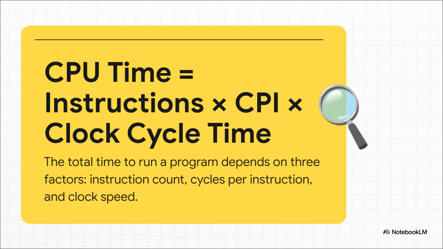You can reduce the number of instructions the compiler spits out. You can design the hardware to be more efficient so it takes fewer clock cycles per instruction, that's your CPI, or you can just make the clock tick faster. Every single optimization you can think of is just trying to improve one of these 3 things.